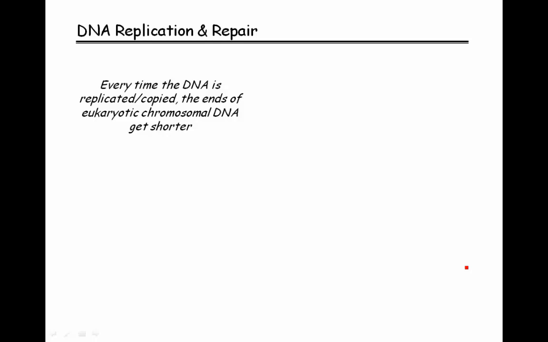Another thing we want to talk about with regard to DNA replication and repair is that because we're dealing with linear chromosomes in eukaryotic cells, every time the DNA is replicated or copied, the ends of the eukaryotic chromosomes are going to get a little bit shorter. And those ends of the chromosomes are called telomeres.